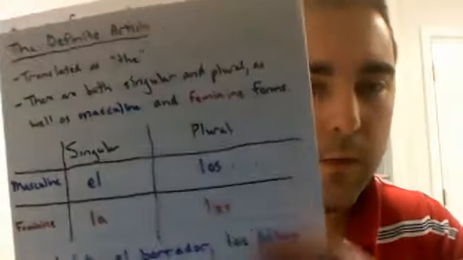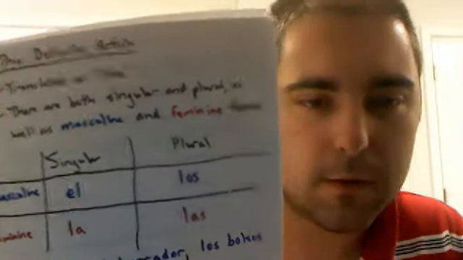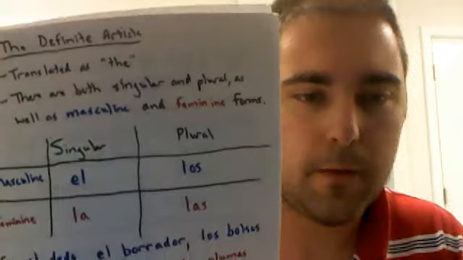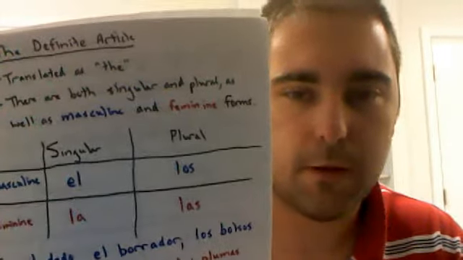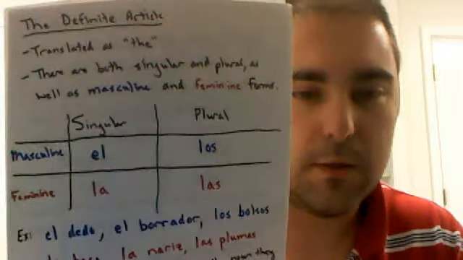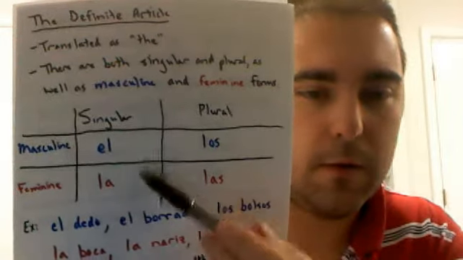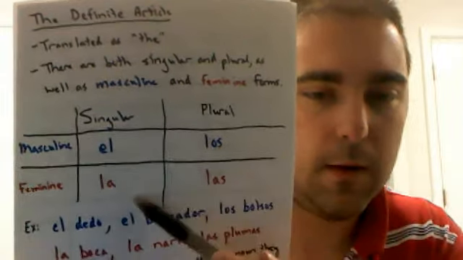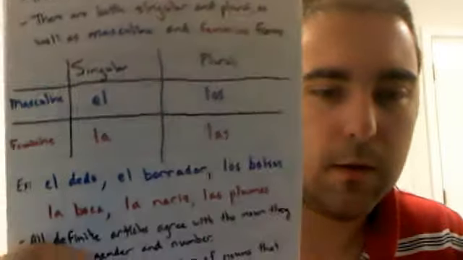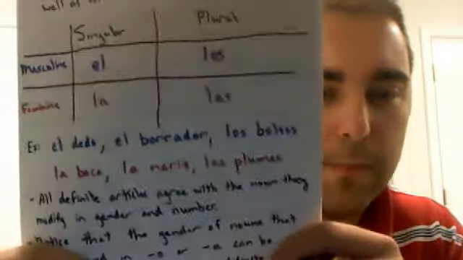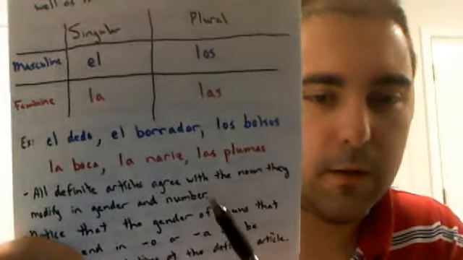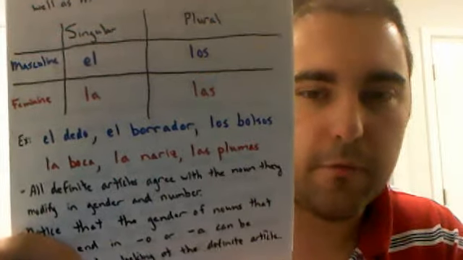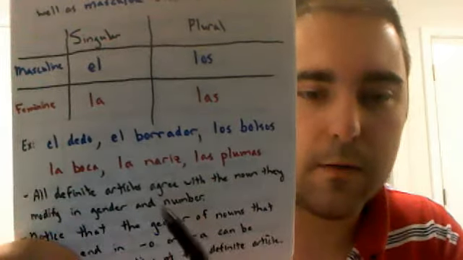So now we're going to look at the definite article, which can be translated into English as the. They're both singular and plural, as well as masculine and feminine. As you can see here, these all mean the: el, la, los, and las. And all definite articles, no matter what the form is, always agree with the noun they modify, both in gender and number.